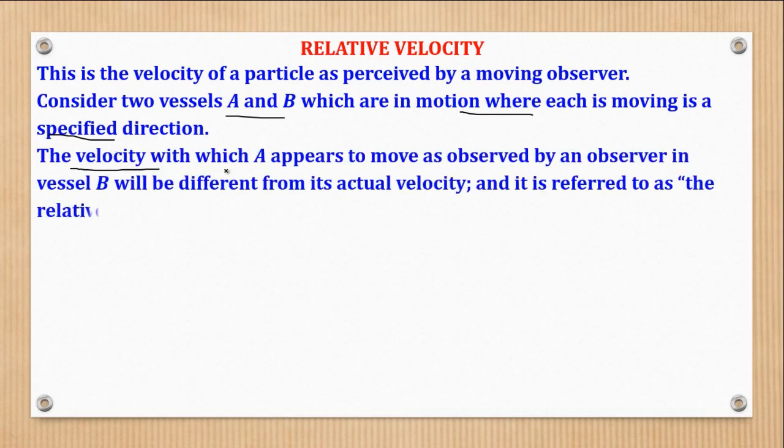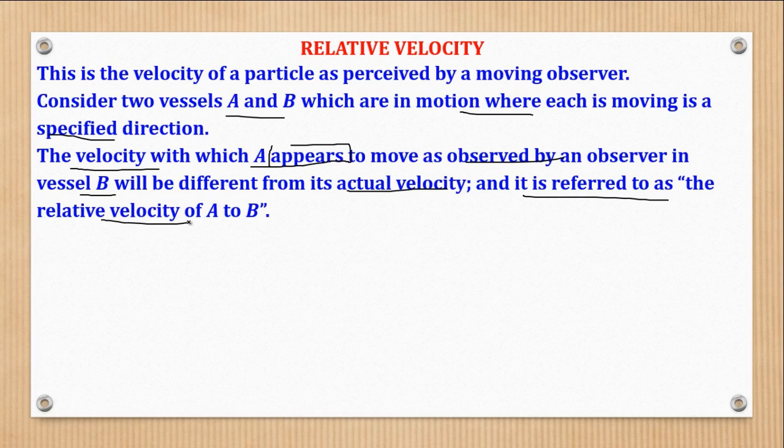So the velocity with which A appears, this word appears, means it's not the actual velocity but just appears. So the velocity with which A appears to move as observed by an observer in vessel B will be different from its actual velocity, and this is referred to as the relative velocity of A to B.